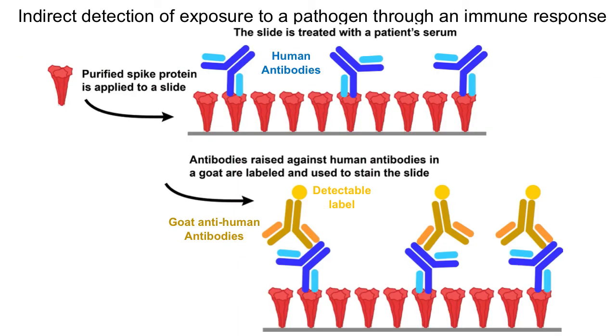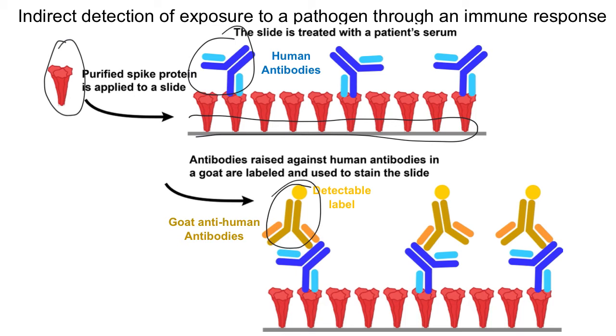The third method is also an antibody-based method, but now I have purified the spike protein and I put it on the slide. So I have this slide covered with purified spike protein, and I take the sample from the serum of a patient. I want to see if you have been infected with this virus by seeing if you mounted an immune response. So now the blue guys are human antibodies taken from a patient, but I can't detect those. I have no way to detect a person's antibodies, so I have to make another antibody, much like the goat antibody against the spike protein that I had before.